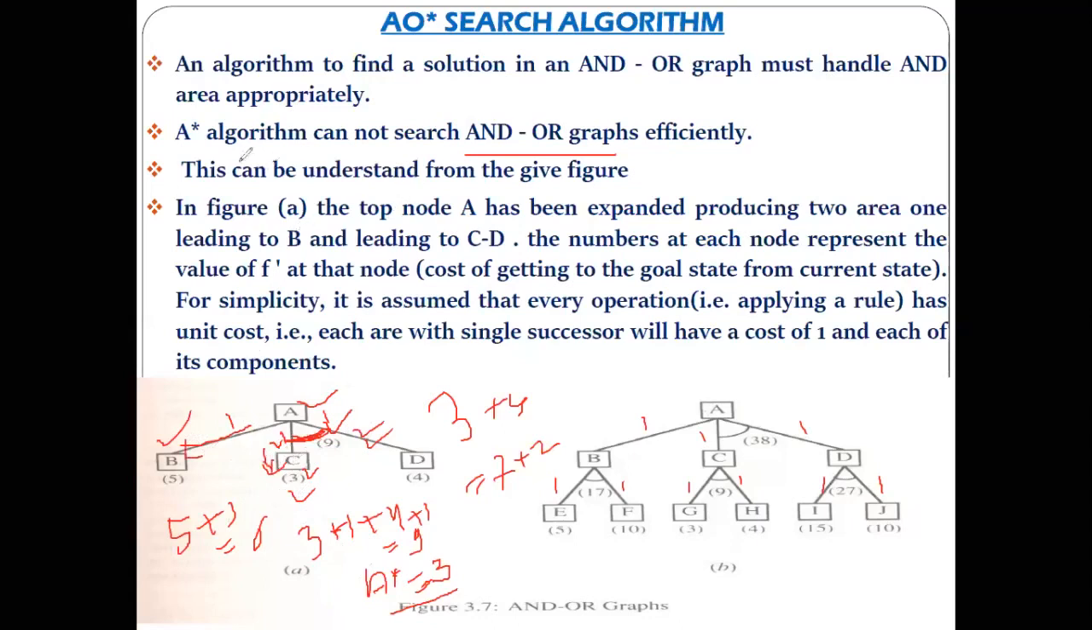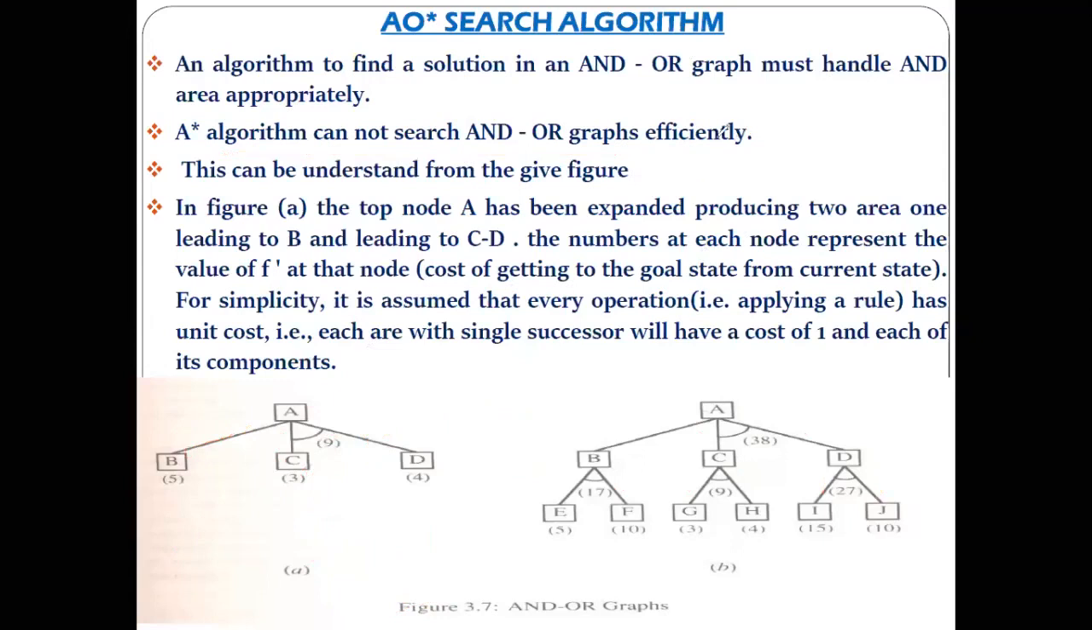That is the thing we have proved here. A star algorithm cannot search an AND-OR graph efficiently. Right, sir. And the same thing we have proved here. That is the reason when there is a certain kind of problem where you have to make a choice out of multiple solutions, the AND-OR graph or AND-OR search algorithm is utilized.